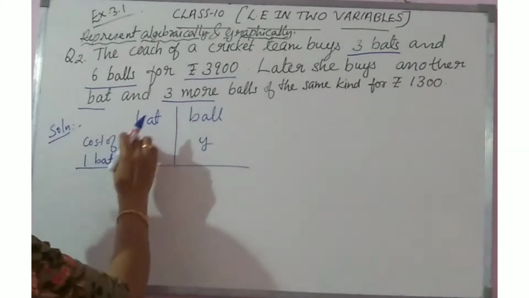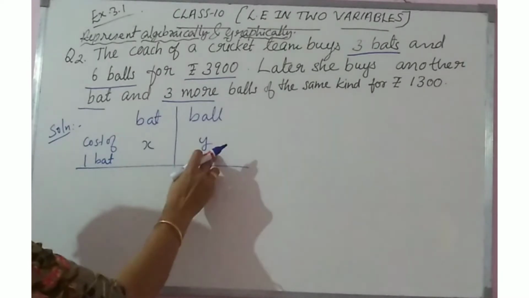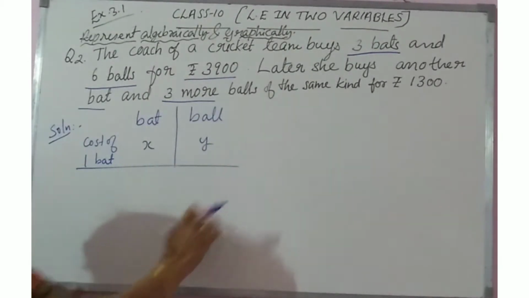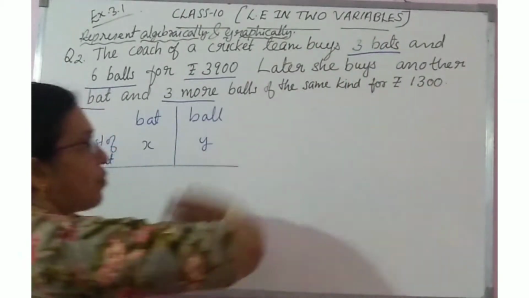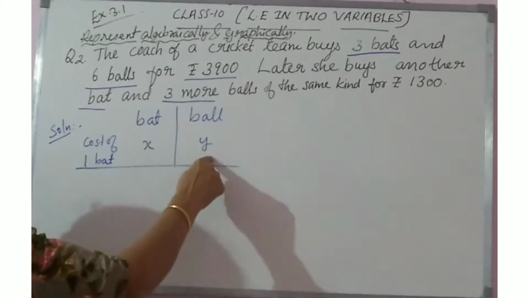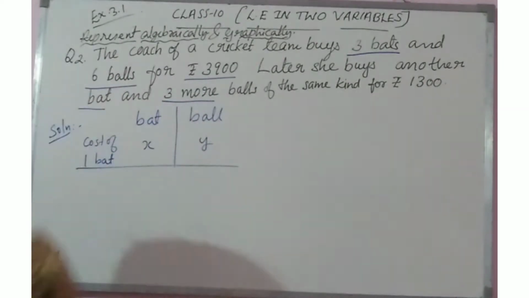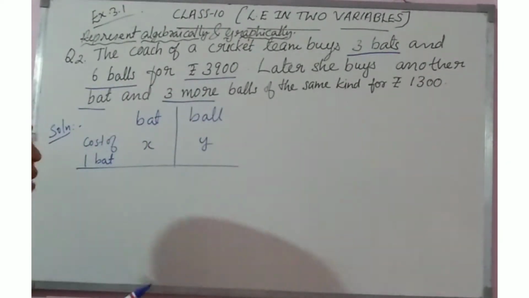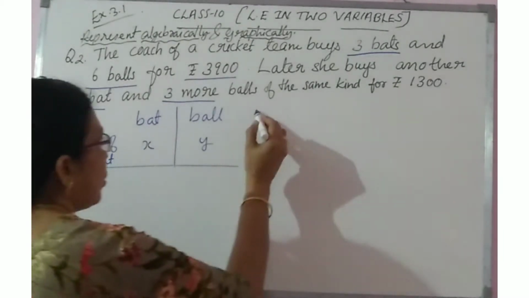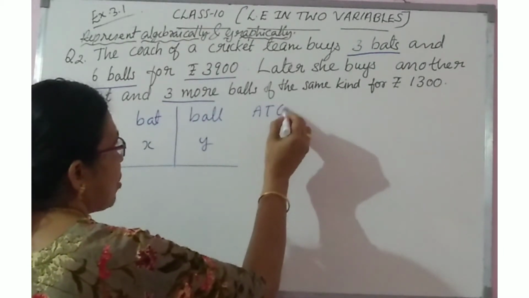Here we can take the cost of one bat and the cost of one ball. First we can take them as two variables, x and y. If you know the cost of one bat, then we can find out the cost of 3 bats. And also if you know the cost of one ball, then we can find out the cost of 6 balls. So here the cost of one bat is x and the cost of one ball is y. So according to the question, we can form the linear equation in two variables.